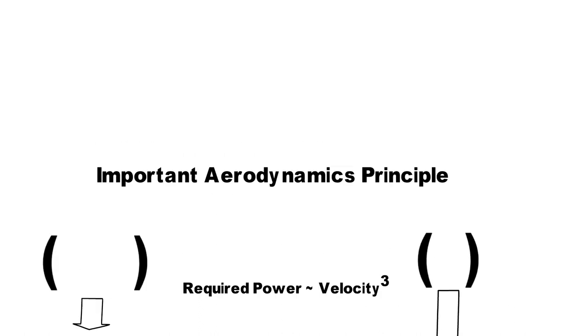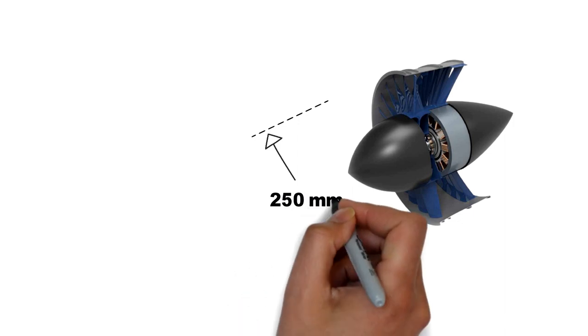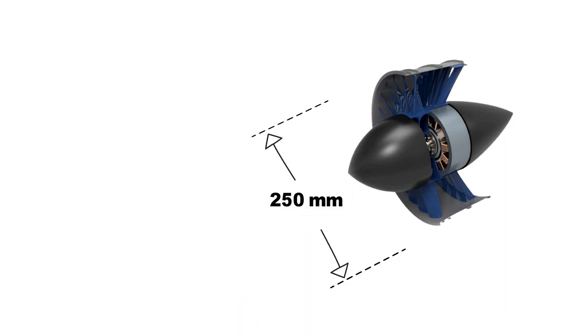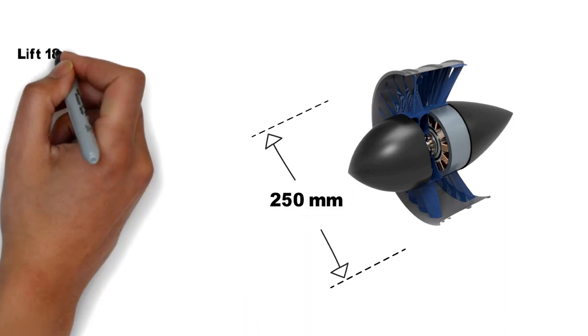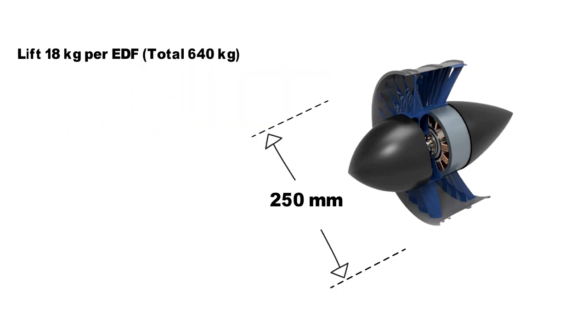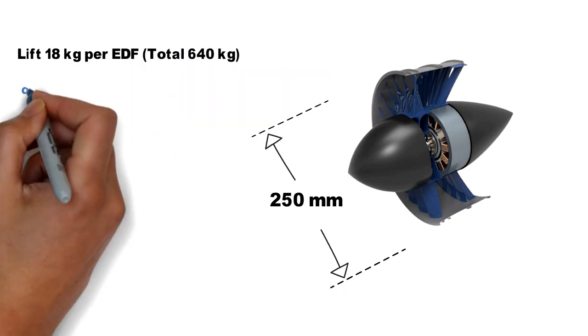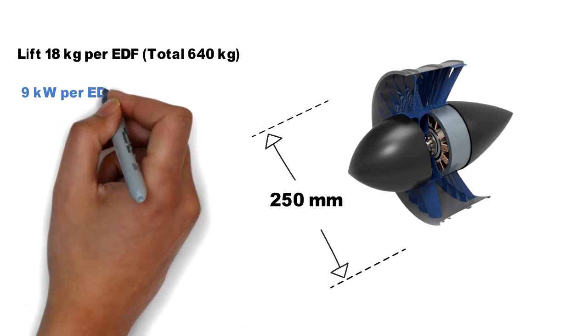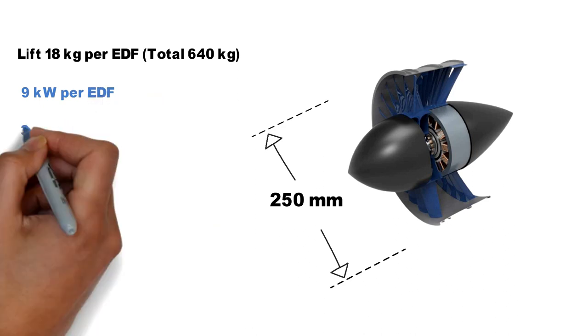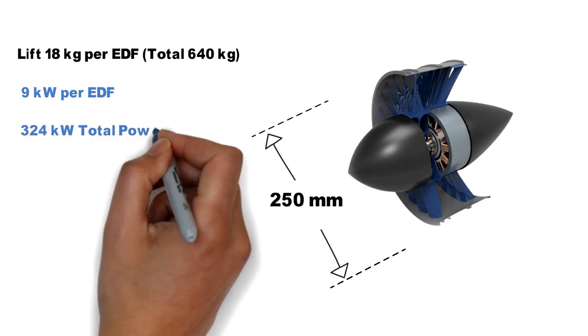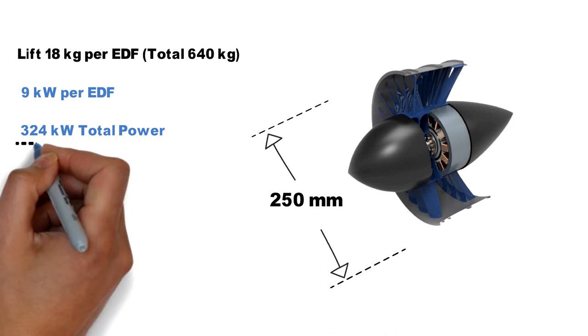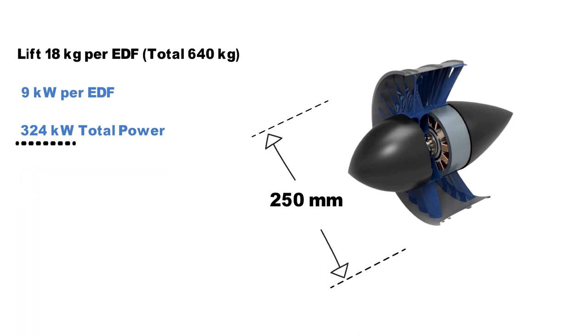It is clear that Lilium uses custom-made ducted fans. From the pictures that have been released, it seems that the diameter is around 250 millimeters. For an upward force of 18 kilograms per EDF to match a total weight of 640 kilograms, this would imply power consumption of 9 kilowatts per EDF. And this gives a total of 324 kilowatts for the 36 fans during the vertical ascent or descent, which is more manageable for the batteries.